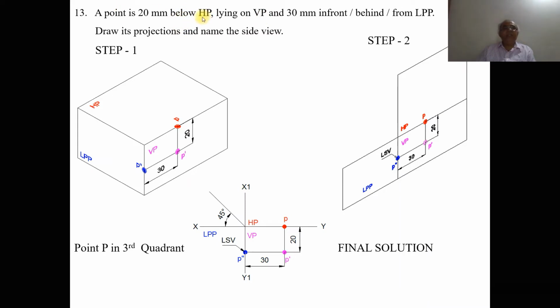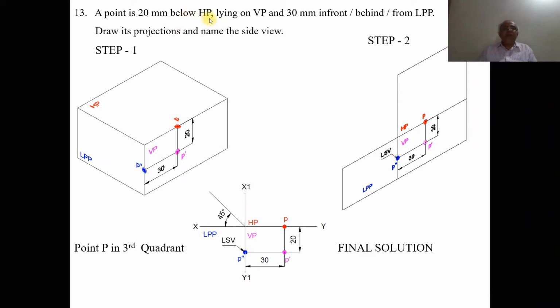What is the distance with respect to HP? With respect to HP, it is below HP. Lying on VP means it is in front or behind, so that means it can be in all four quadrants. But when you say below HP, it will come in the third and fourth quadrant. So naturally, this problem can be solved in either the third or the fourth quadrant, but the first and second are ruled out because it is below HP. This is how we can eliminate by the process of elimination.